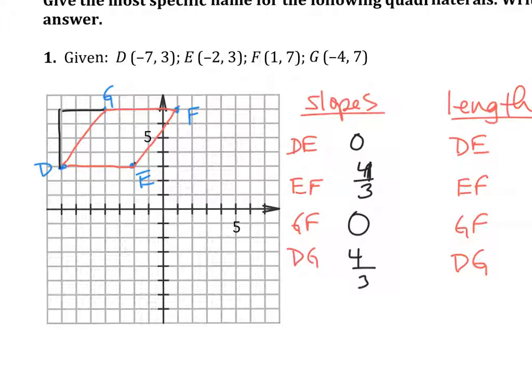All right. The length of D to E. Since it's horizontal, I can just simply count the squares. What's the length of DE? 1, 2, 3, 4, 5. 5. What's the length from G to F? 5.